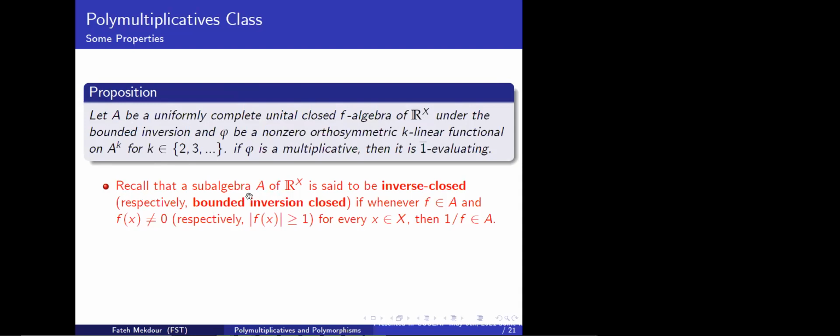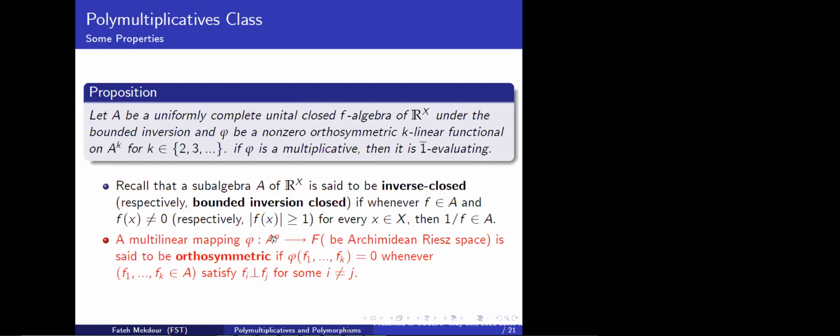Let us first recall what it means for a subalgebra A of R^X to be inverse closed, respectively bounded inversion closed: whenever f in A and f(x) is different from 0, respectively modulus of f(x) is greater than or equal to 1, for every x in X, then the inverse of f belongs to A. Also, recall that a multilinear mapping phi defined on the n-fold Cartesian product of an Archimedean real space A into an Archimedean real space F, or here just a vector space, not necessarily a real space, is said to be orthosymmetric if phi of the n-tuple of elements of A is equal to 0 whenever this tuple contains disjoint elements.